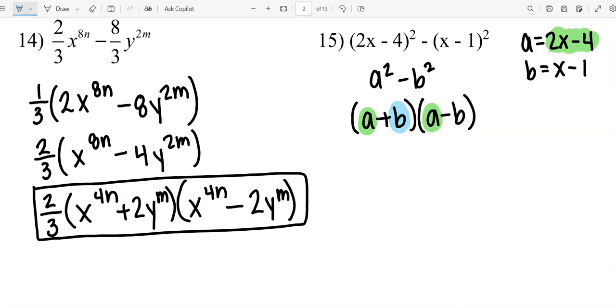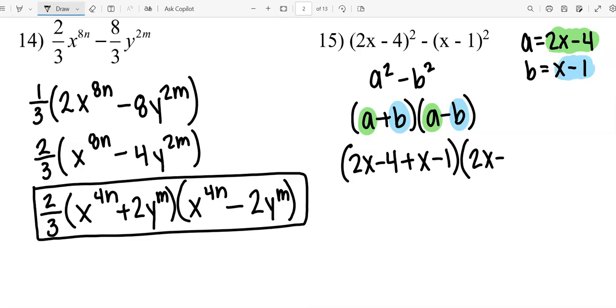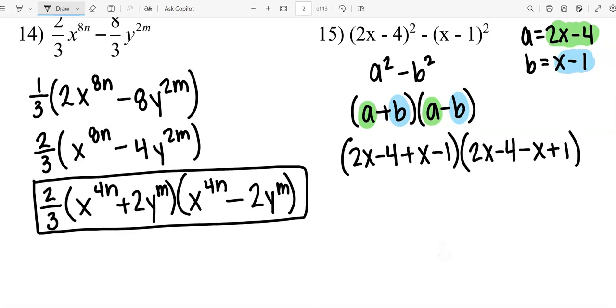X minus 1. Be careful when you're subtracting. And so A plus B will be 2x minus 4 for A, plus B is x minus 1, and then A is 2x minus 4, and then you're subtracting both parts of B, so you're subtracting an x, and you're subtracting a negative 1, which is going to be what? Plus 1. So you've got to be careful there.